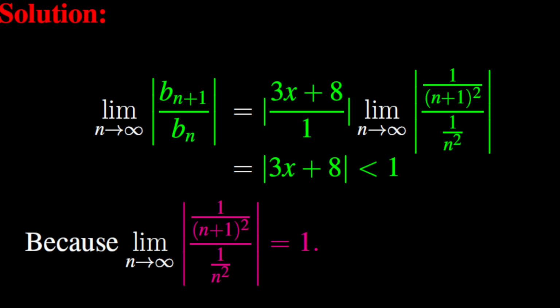The limit of the ratio is equal to the absolute value of 3x + 8, which must be less than 1 for the series to converge. This is because the limit as n goes to infinity of the fraction 1 over (n+1)^2, over 1 over n squared is equal to 1. This comes from the fact that this quantity is a fraction of polynomials with the same degree and the same leading coefficients.